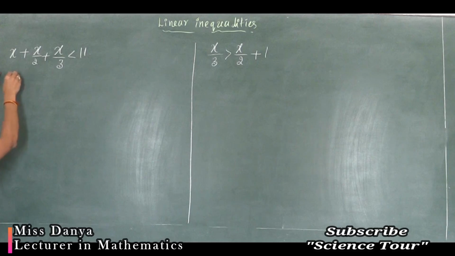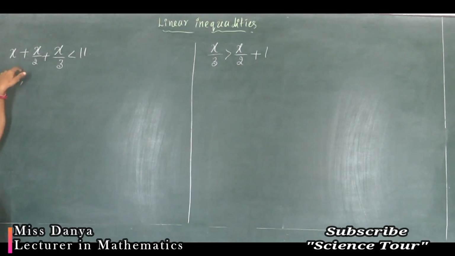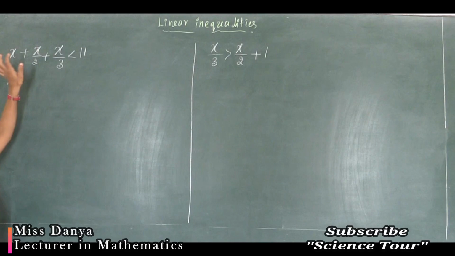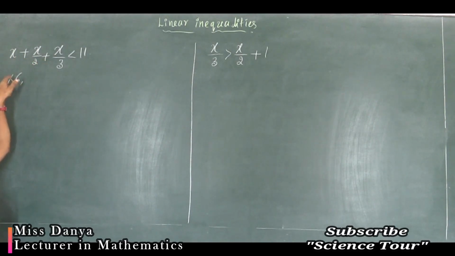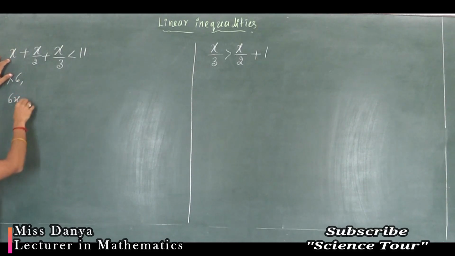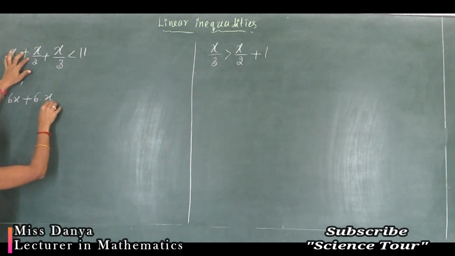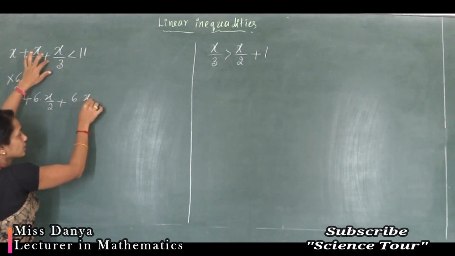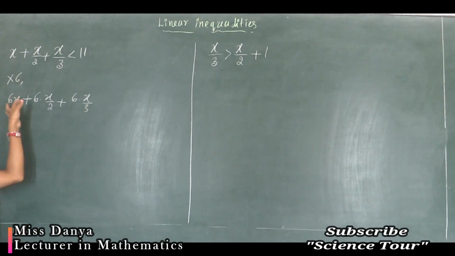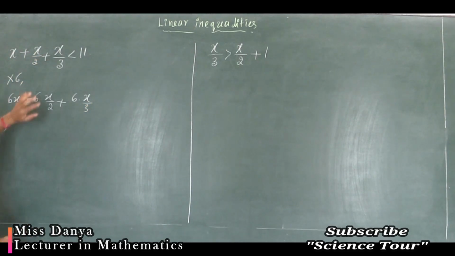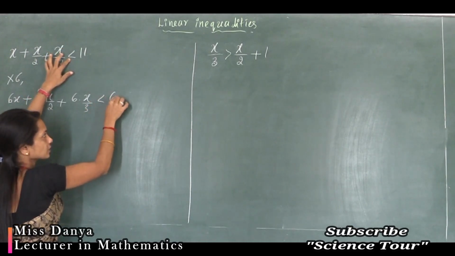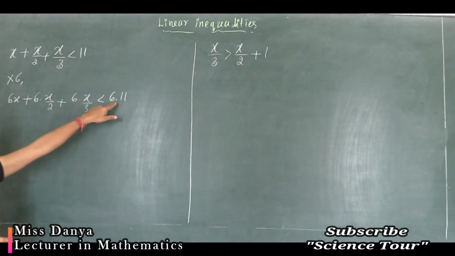So now you have to multiply by 6. How we got this 6? That is the LCM of these denominators. The LCM of these denominators is 6, so we are multiplying that LCM to the inequality. Now 6 into x, what is 6 into x? That is 6x, plus 6 into x by 2, plus 6 into x by 3. You have to multiply 6 to each and every term in this inequality. Next, less than symbol as it is, 6 into 11.